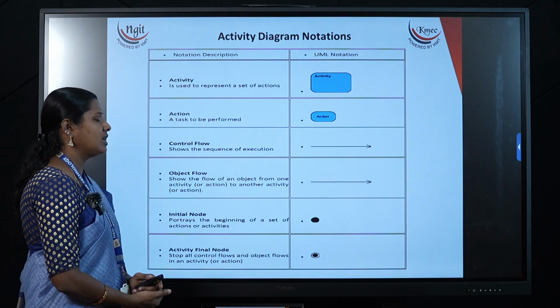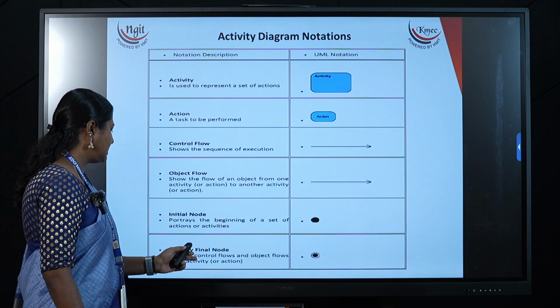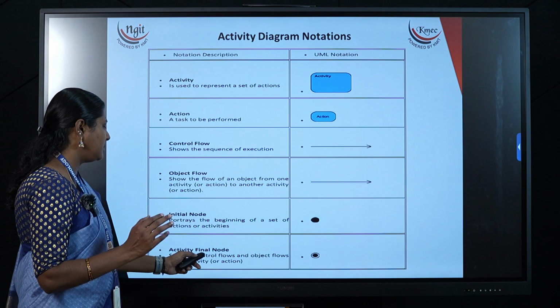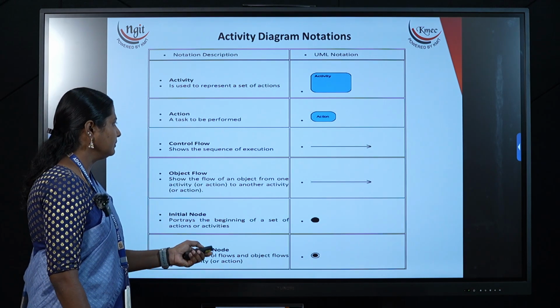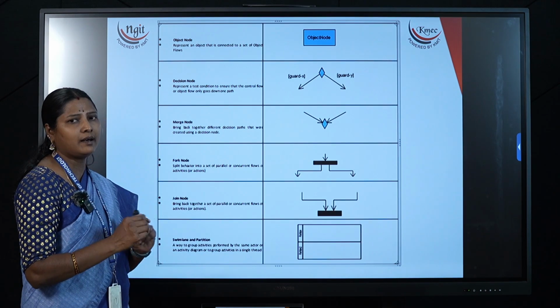The next one is the initial node. The initial node is nothing but a solid circle, whereas the second one is an activity or final node, which stops the flow of whatever objects or actions. Coming to the next element, which is an object node, represented with a rectangle box.